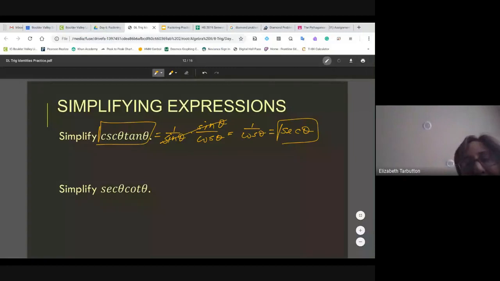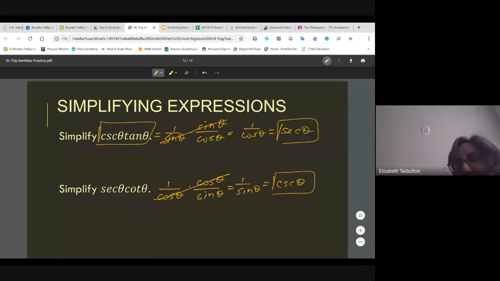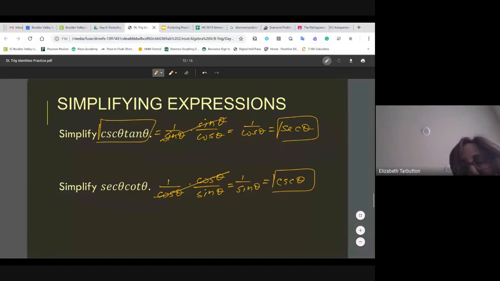So you can either pause or you can go ahead and try this next one on your own. If you pause the video, I'm just going to go over it when you come back. Otherwise, I'll go over it now. So I know that secant theta is 1 over cosine theta, and cotangent theta is cosine theta over sine theta. The cosines cancel out to give me 1 over sine theta, which is cosecant theta. And that's my simplified expression.